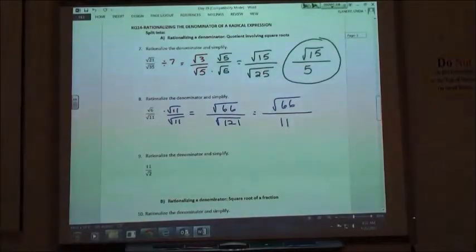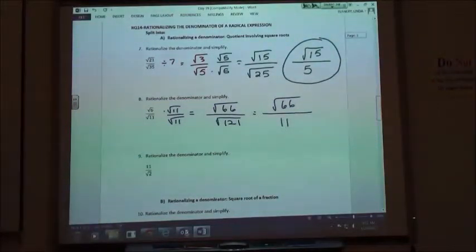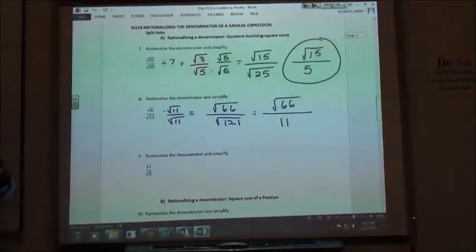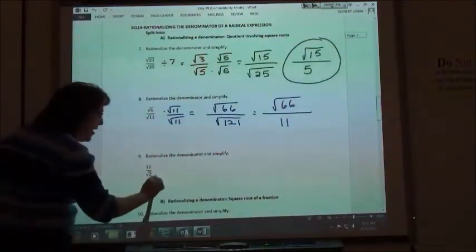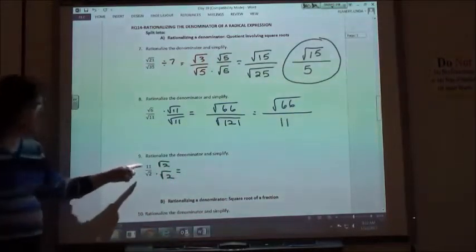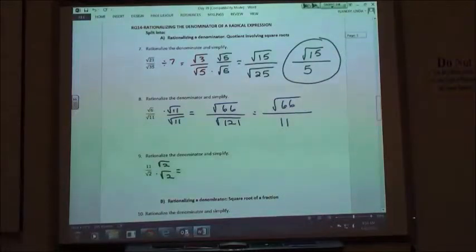And number 9, same kind of thing there. I want to rationalize the denominator. So even if I could have reduced these, I can't because one's not under the square root and the other one is. So I'm just going to go ahead and rationalize my denominator by doing what? Times the square root of 2. And in this case, when I take 11 times the square root of 2, one is not under the square root and the other one is.